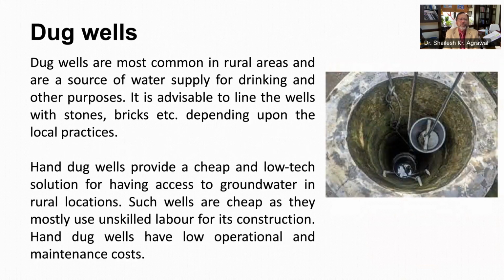Dug wells are most common in rural areas and are a source of water supply for drinking and other purposes. It is advisable to line the wells with stones, bricks, etc., depending upon local practices. Hand dug wells provide a cheap and low tech solution for having access to groundwater in rural locations. Such wells are cheap as they mostly use unskilled labor for their construction. Hand dug wells have low operational and maintenance costs.